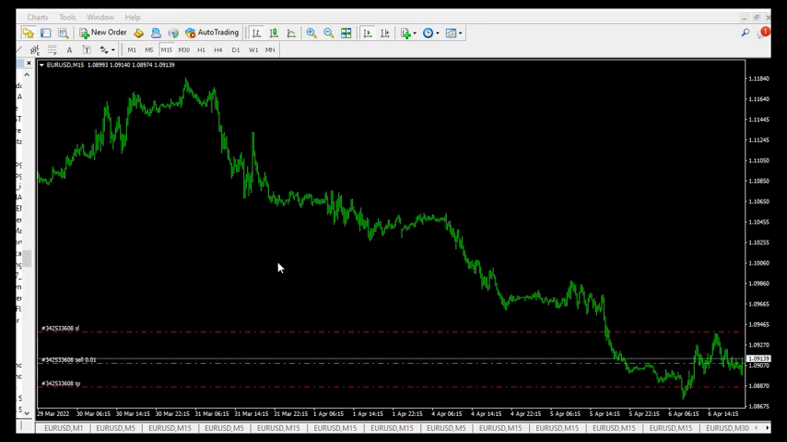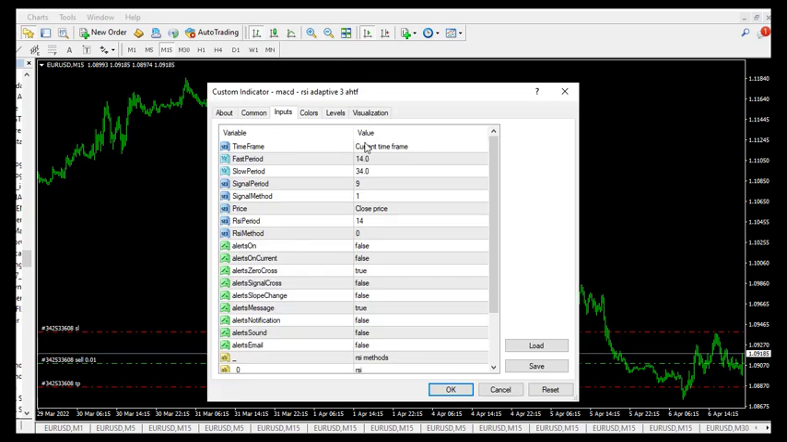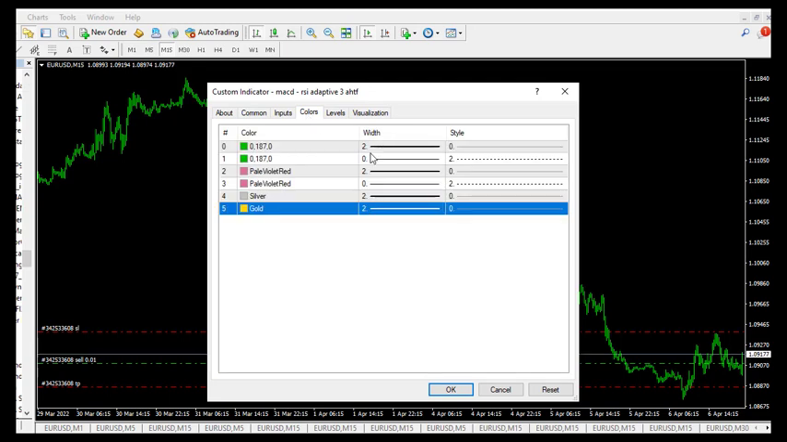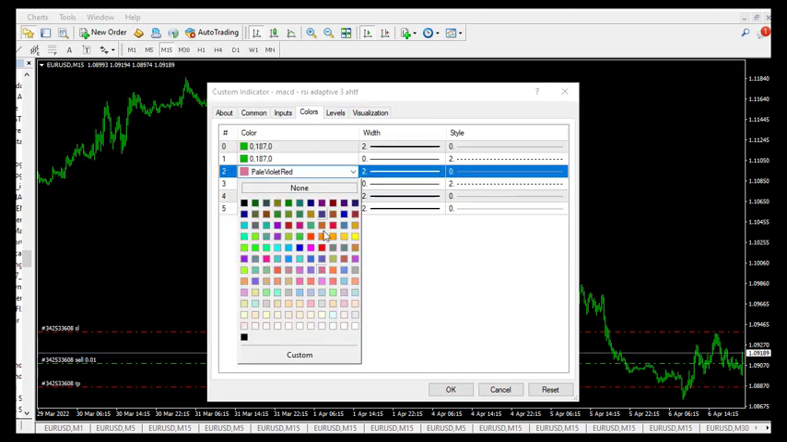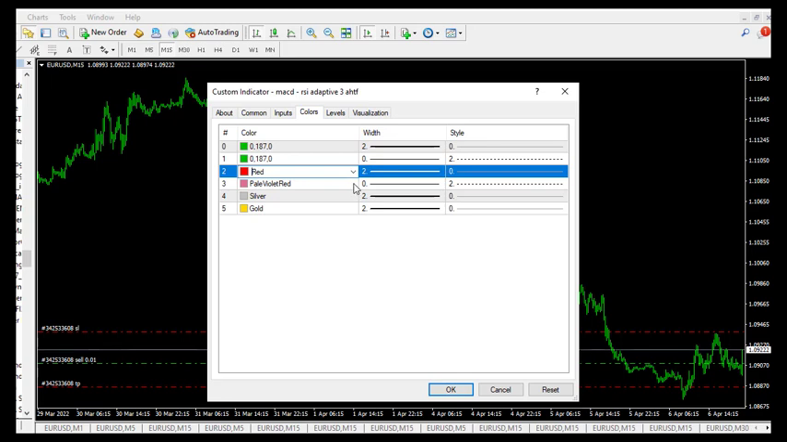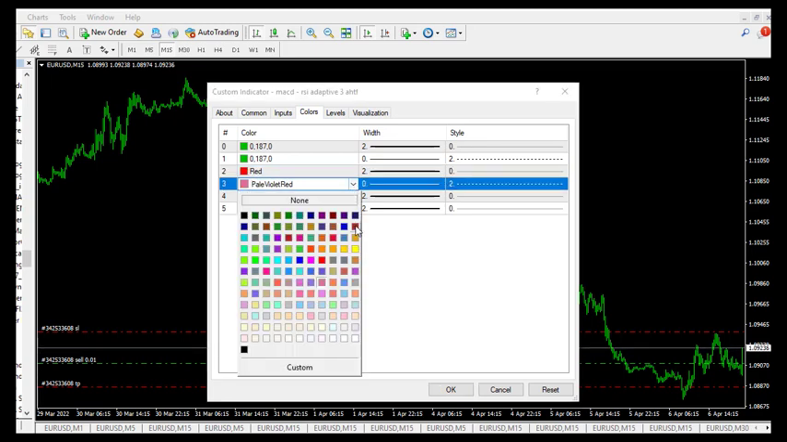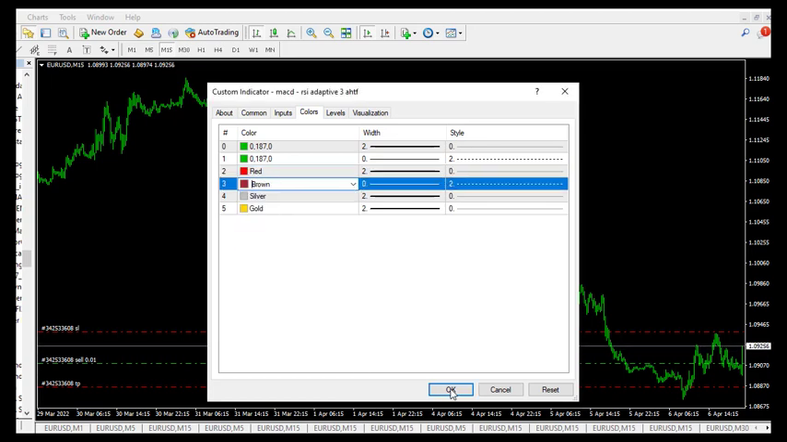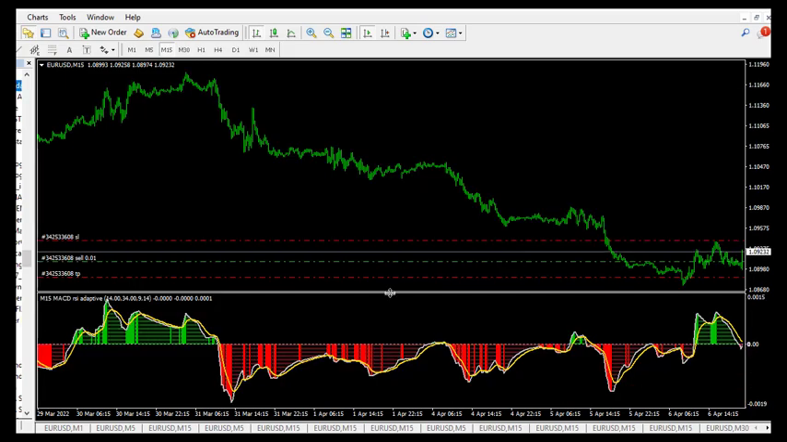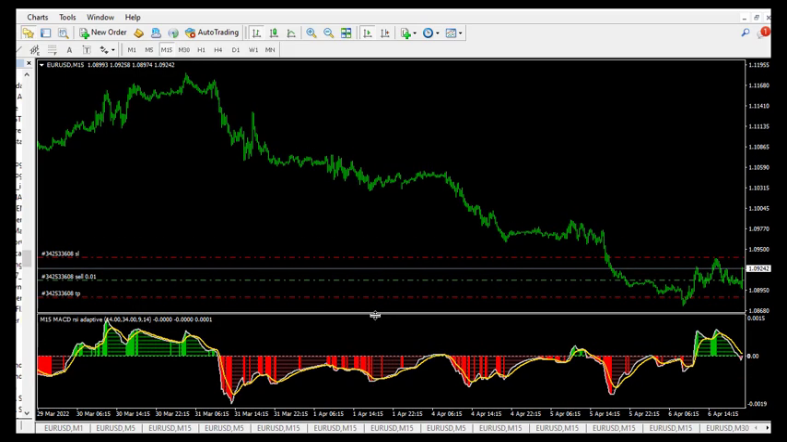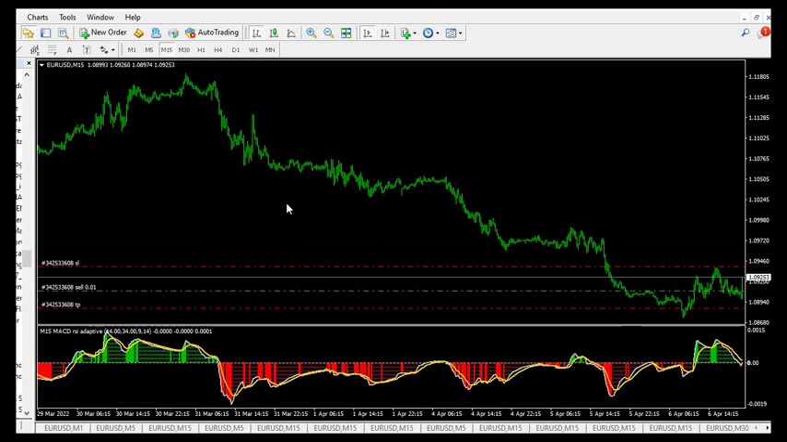Now let's move on to today's strategy. Number one indicator I'm going to add is MACD RSI adaptive, and you don't need to change anything except the color. I would like to change this to red and this also to brown, and click OK. And here it is. I'm on Euro USD 15 minutes time frame.